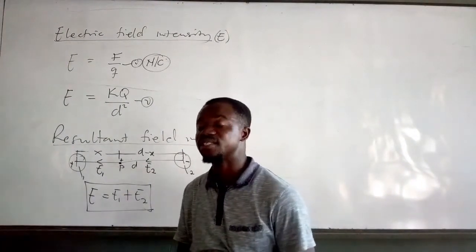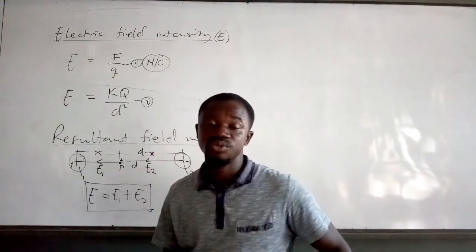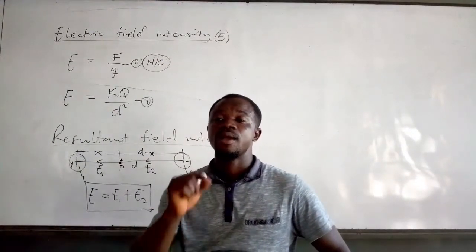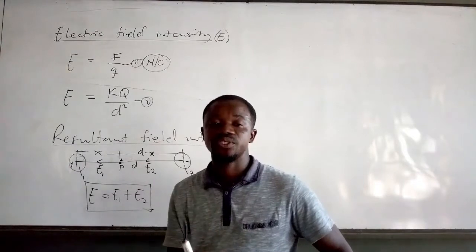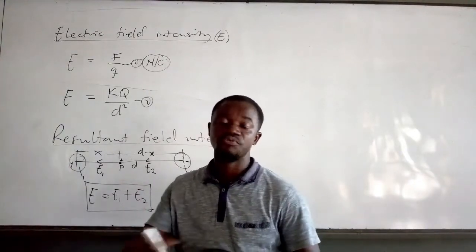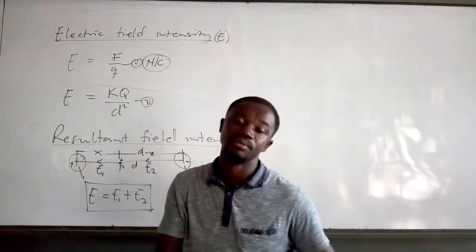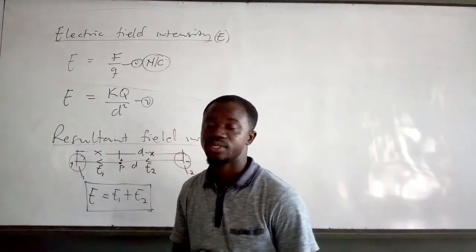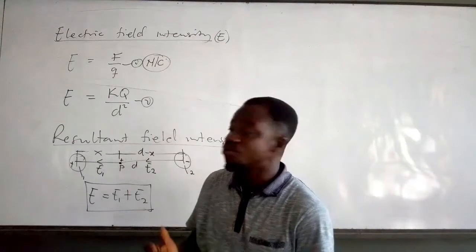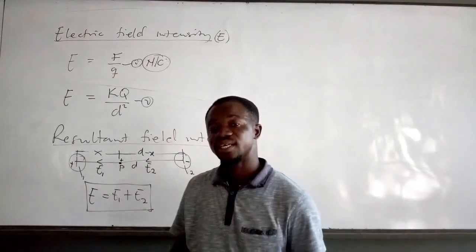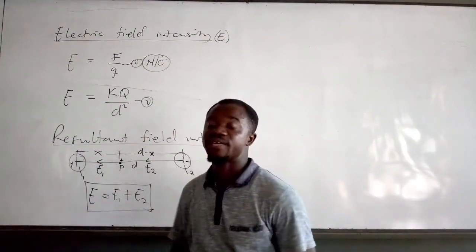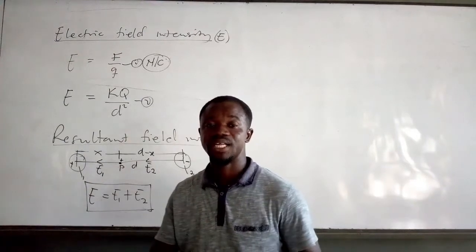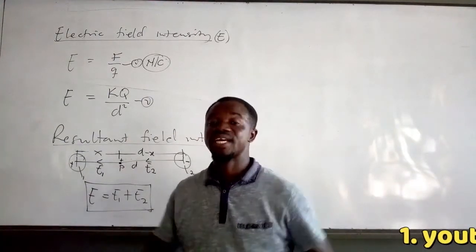When the two fields are in opposite directions, what you do is that you subtract them. You subtract the smaller field from the bigger field. Exactly. Just like we looked at under resultant forces. You can also use the direction of the field, the direction of the electric lines of force.